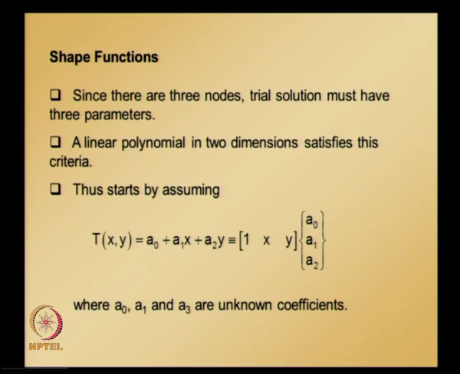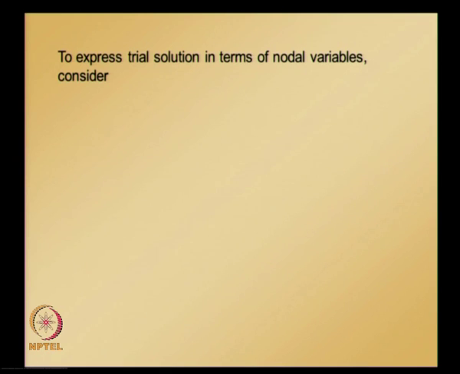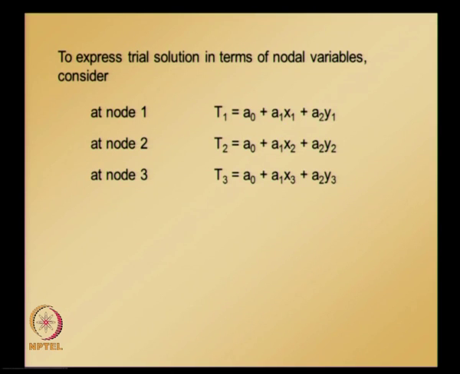So, to start with, to derive the shape functions for the 3 node triangular element, the trial solution is assumed as T equals a0 plus a1 x plus a2 y. Now, the T value at node 1 is T1. To express the trial solution in terms of nodal variables or nodal values, we apply this condition.